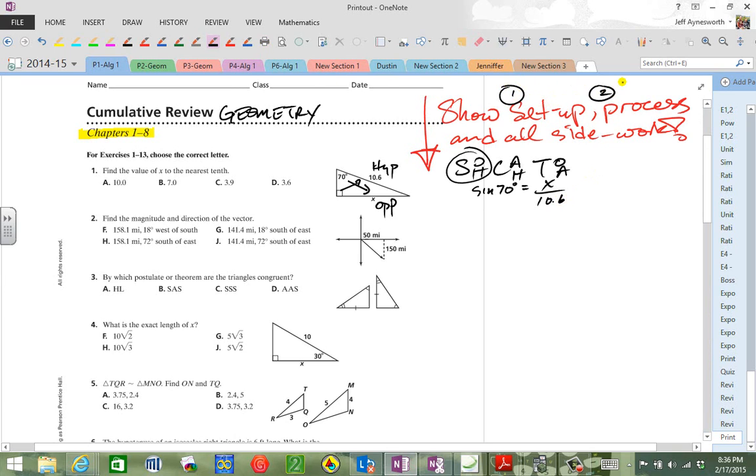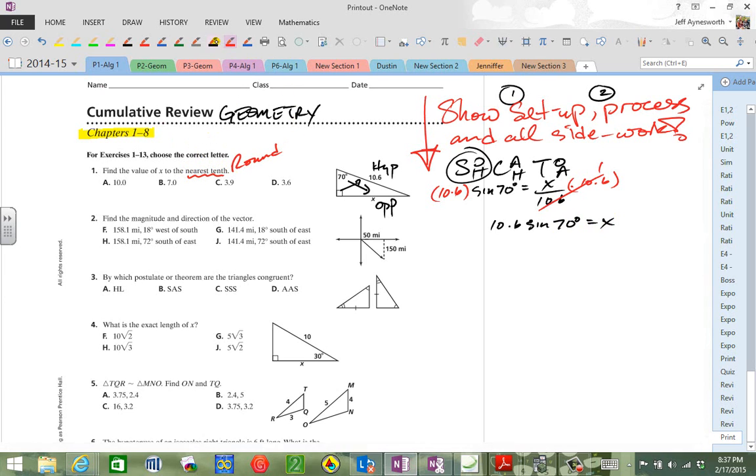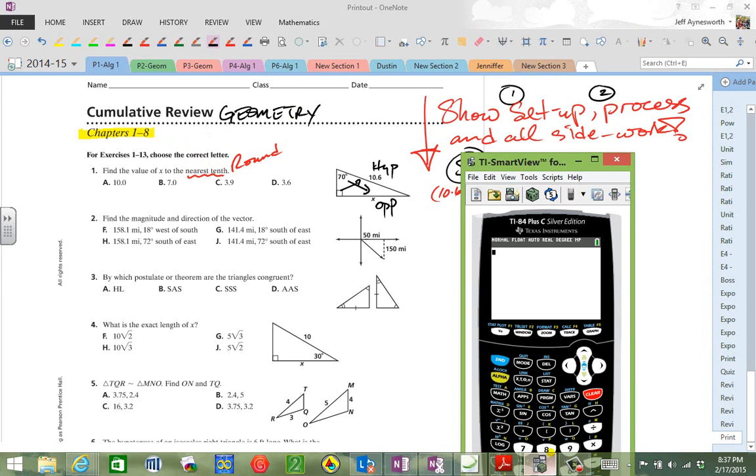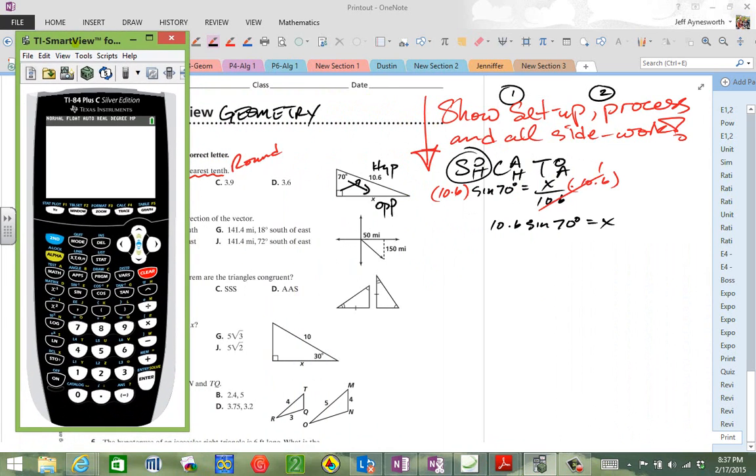Now, number 2, I want to show some process. So get out your red pen and multiply both sides by 10.6. Simplify. My exact answer is 10.6 times the sine of 70 degrees, which is equal to x. But the direction says you need to get your answer to the nearest tenth. That means you have to round your answer. So read the directions. Use your calculator when appropriate. Now it's appropriate.